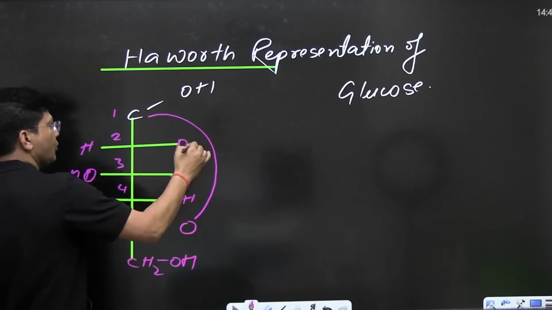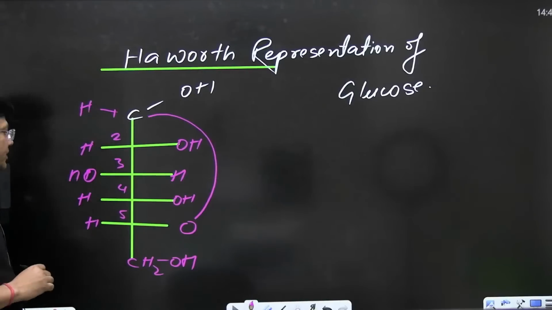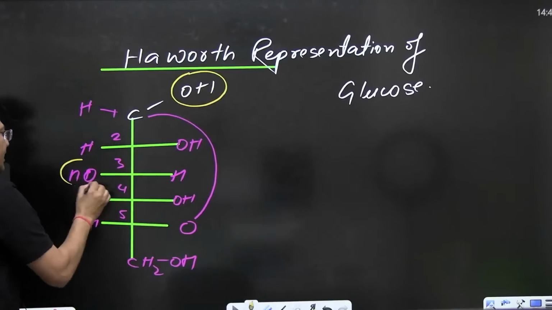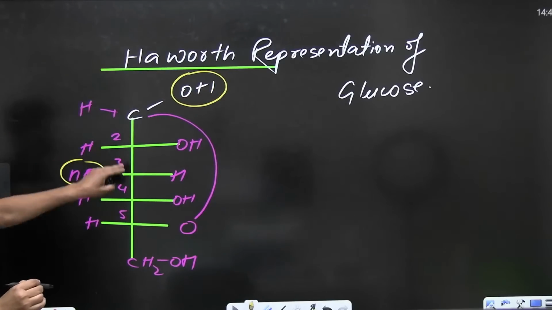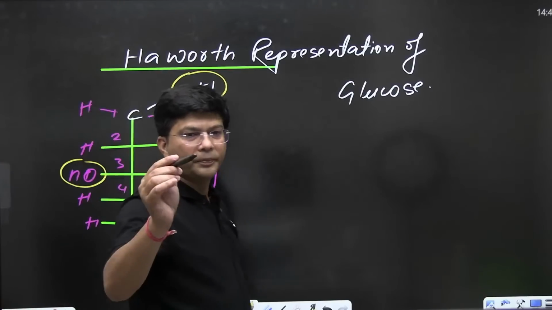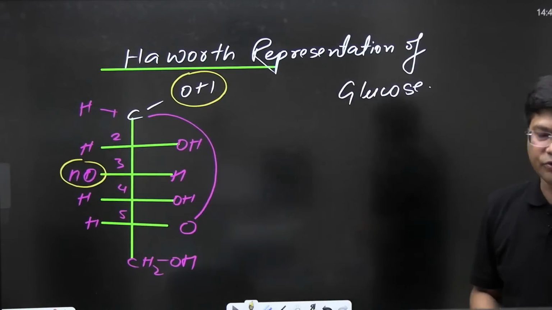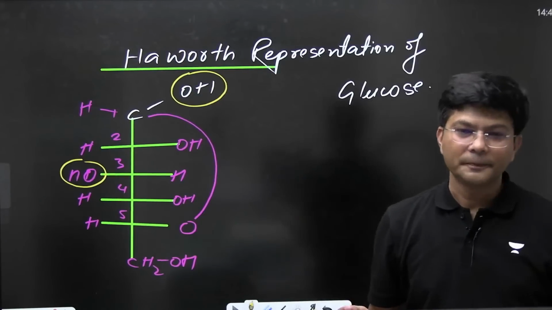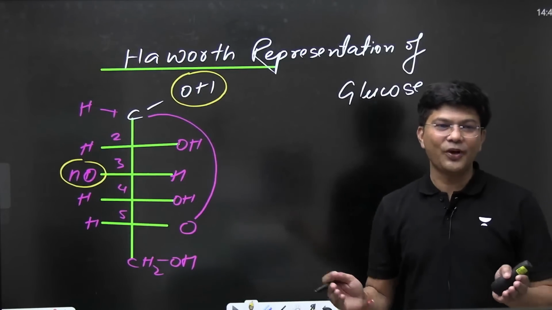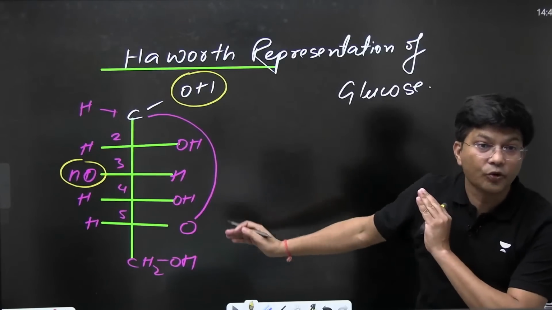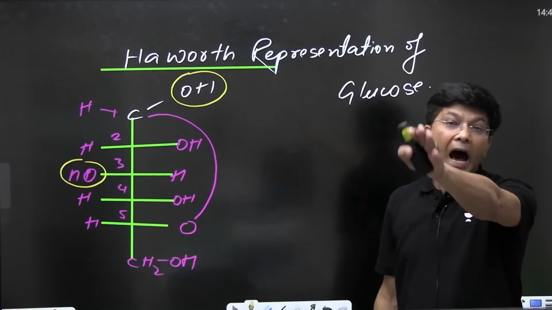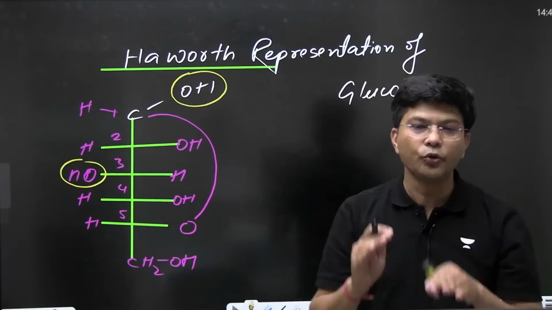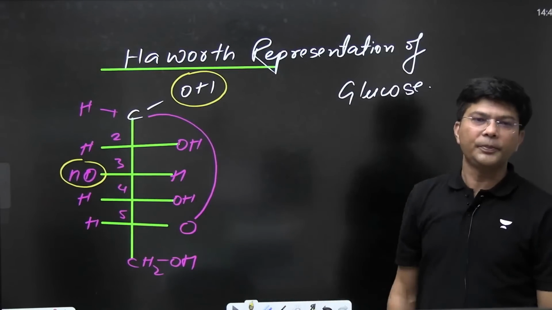HOH. Could you please let me know in the chat section, is this alpha D glucose or beta D glucose? Otherwise you won't be able to understand. You won't be able to understand the Haworth representation if you don't know what this is. I'm waiting for your answer, my dear students. If you are able to understand whether this is alpha D glucose or beta D glucose, then definitely you are going to understand the Haworth representation. Otherwise, you won't be able to understand this chapter.